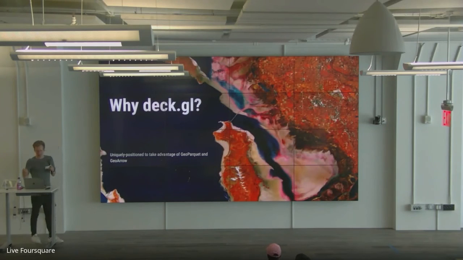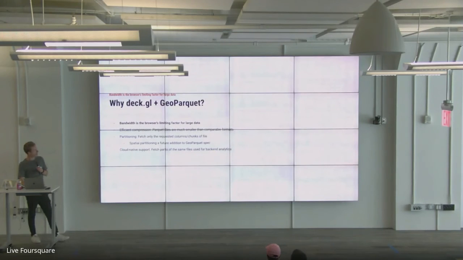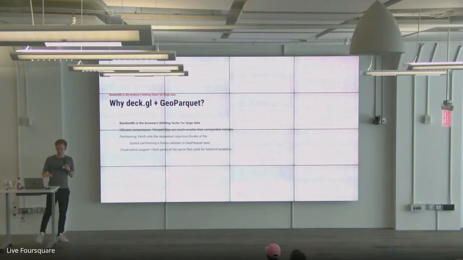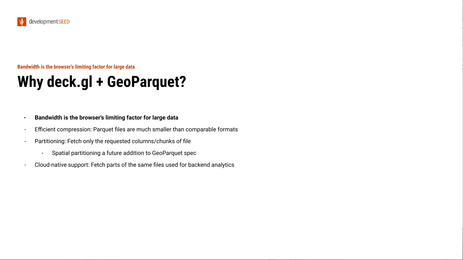So now that I've introduced Parquet and Arrow, I want to say why deck.gl is really uniquely positioned to take advantage of the potential impact that GeoParquet and GeoArrow are both going to have in the ecosystem. My argument for why deck.gl and GeoParquet is because deck.gl is really focused on supporting large vector datasets in the browser. When loading large datasets, usually the limiting factor in total time is how long it takes just to download that data from the internet into your machine.